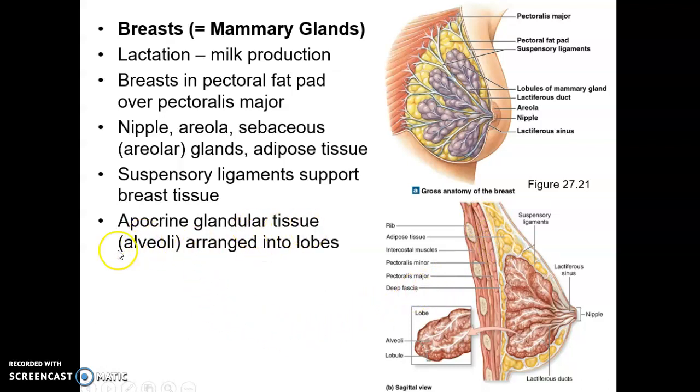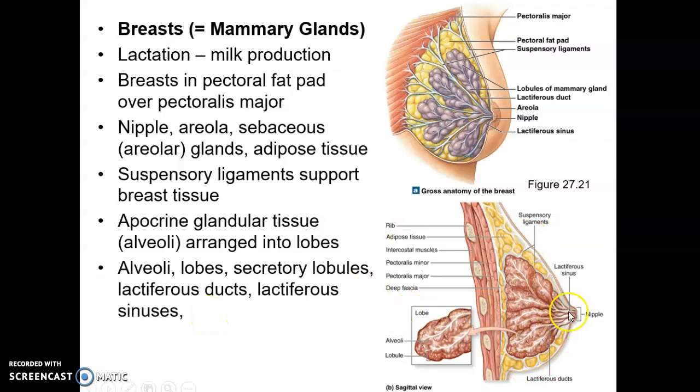And then the apocrine glandular tissue, the alveoli, are arranged in lobules within the breast. So then the alveoli and lobes, and then the lactiferous ducts. So the alveoli within the lobes produce the milk. The milk goes through the lactiferous ducts and is stored in the lactiferous sinuses and is released when the baby is suckling. I mentioned the sebaceous or areolar glands. The sebaceous glands are found within the areola.